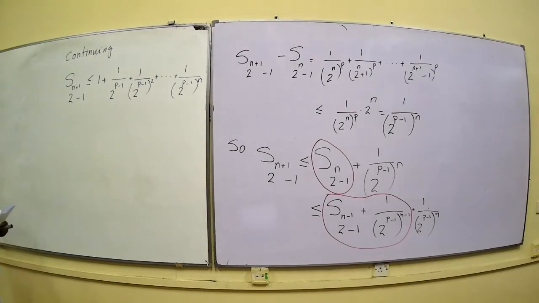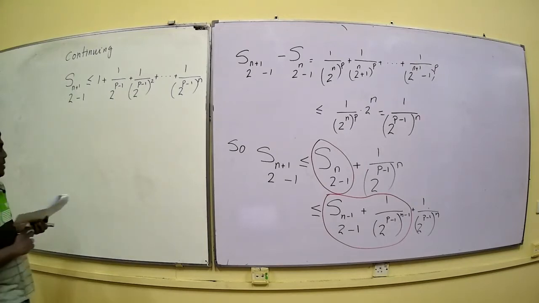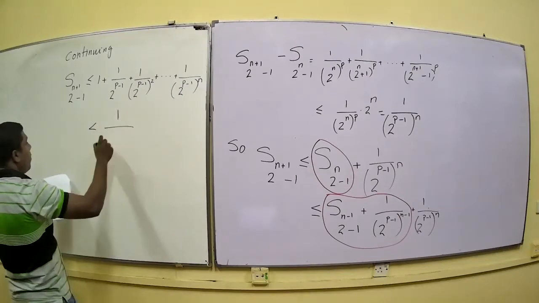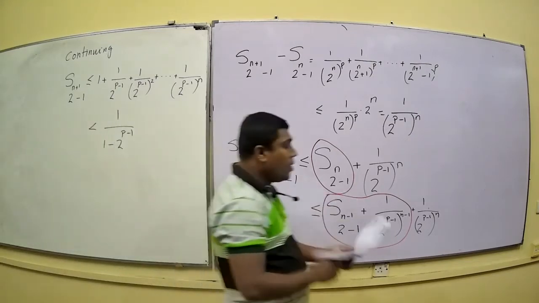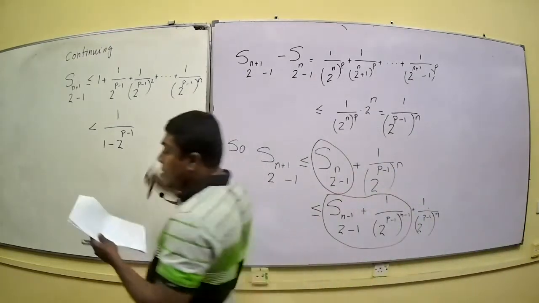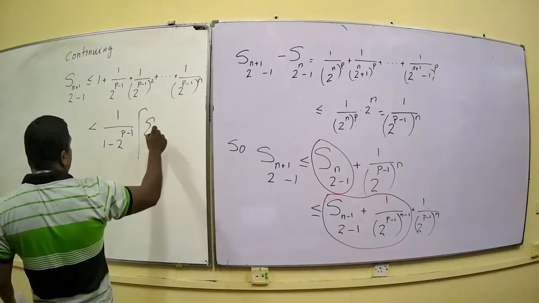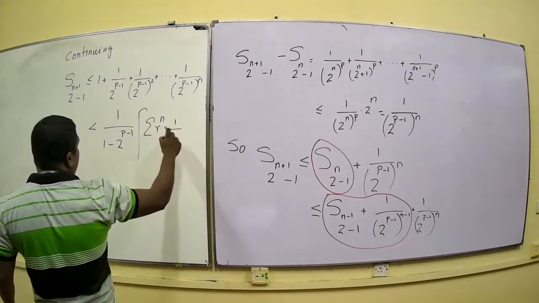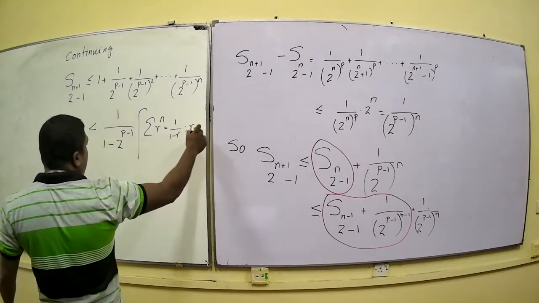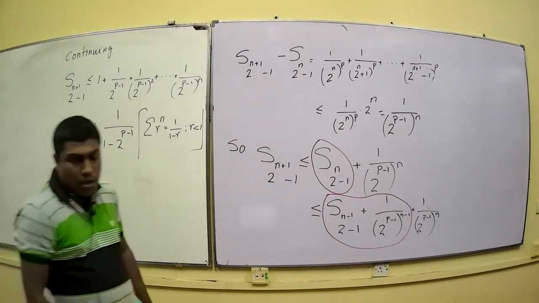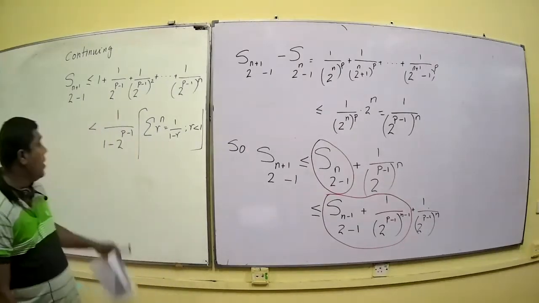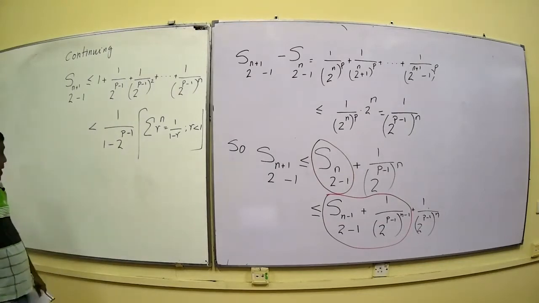So this is actually a geometric series, right? So we already know how to sum the finite geometric series. So you can easily see that this is less than or equal to 1 over 1 minus 2 to the power p minus 1, right? So this is basically a geometric series. So you know this. This is the argument. Summation of r to the power n is actually 1 over 1 minus r for r less than 1. Right? So using this geometric series summation, we can find that s to the power 2n plus 1 minus 1 is less than this value.